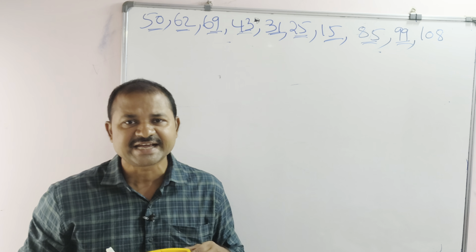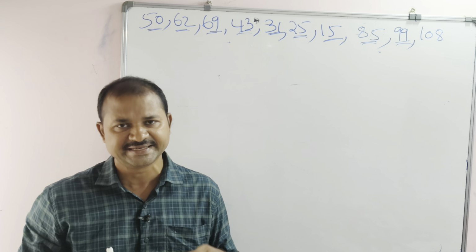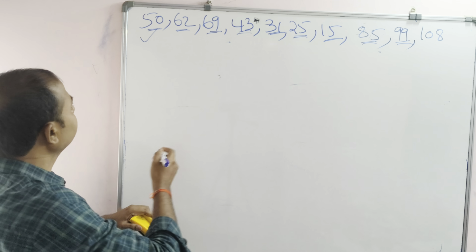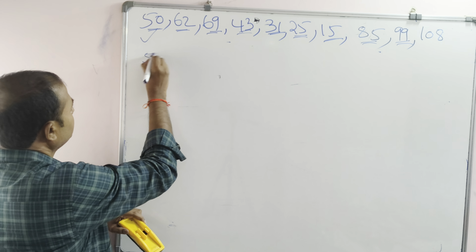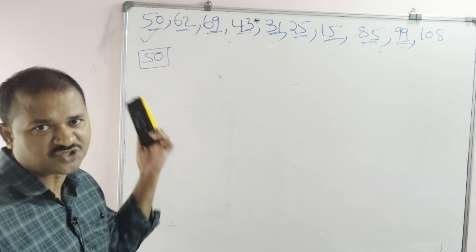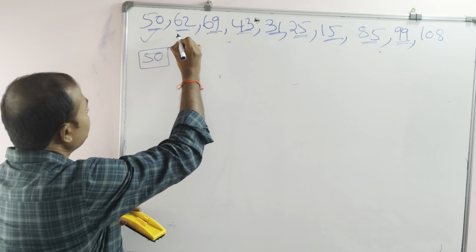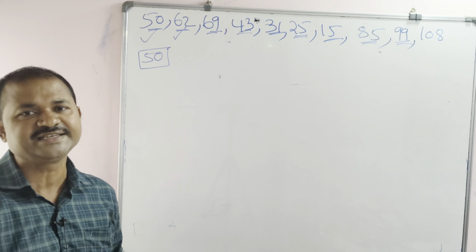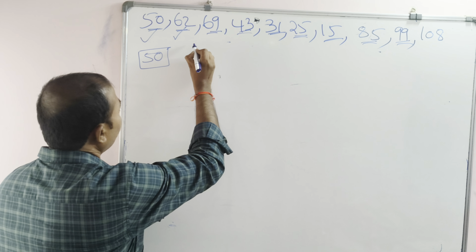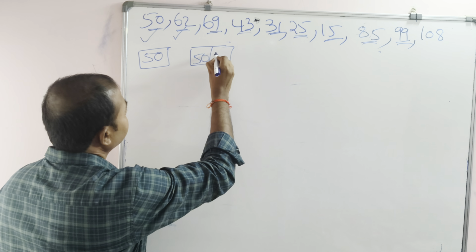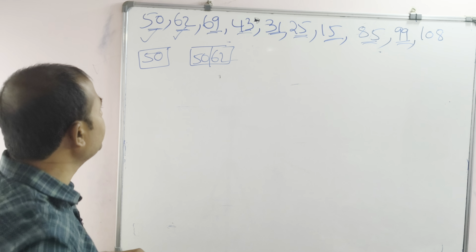Now let us construct a 2-3 tree using these elements. The first element is 50. So insert 50. We know that we always insert the nodes at the leaf node. So this is the leaf node. Next element is 62. Here the keys are always in ascending order, so after 50, we have to write 62, arranged in sorted order.